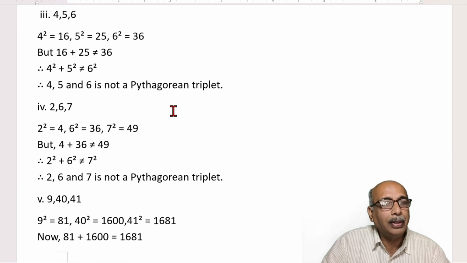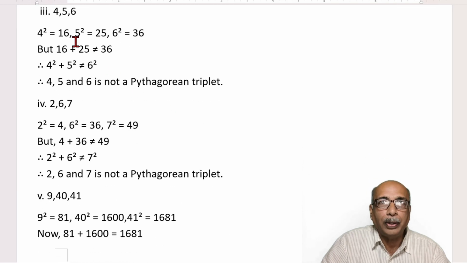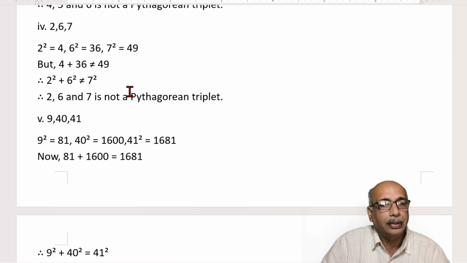Next example, 4, 5, 6. 4 square is 16, 5 square is 25, 6 square is 36. But 16 plus 25 equals 41. That is not equal to 36. Therefore, 4 square plus 5 square is not equal to 6 square. Therefore, 4, 5 and 6 is not a Pythagorean triplet.